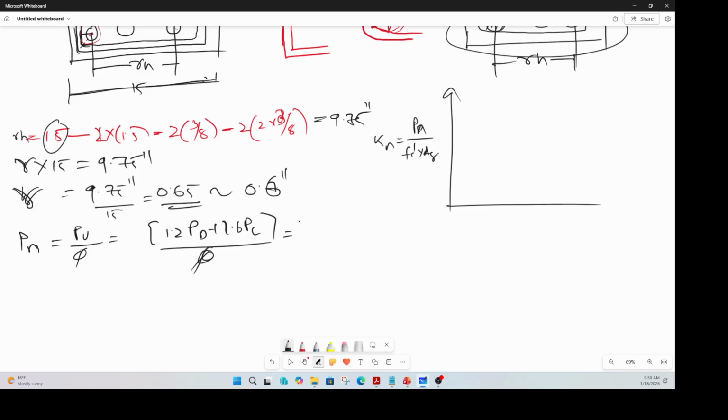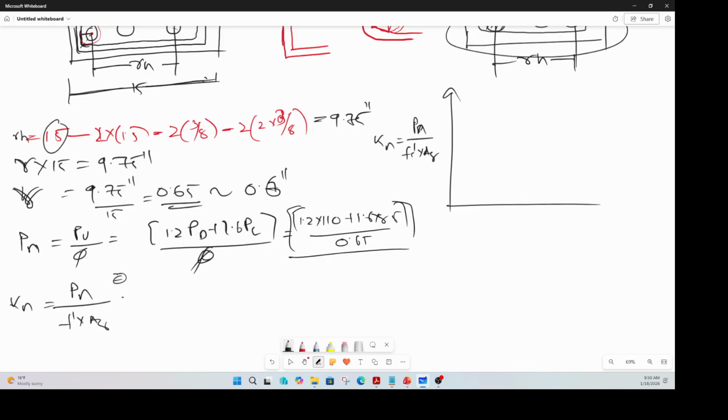0.65, right? So 1.2 times 110 plus 1.6 times your live load, which was 85, I think. The phi factor is 0.65. That is your Pu, Pu by phi. Then you calculate your Kn as P nominal by Fc prime times Ag. So you divide this value by Fc prime, which is 4000, and Ag, which is 15 by 15.